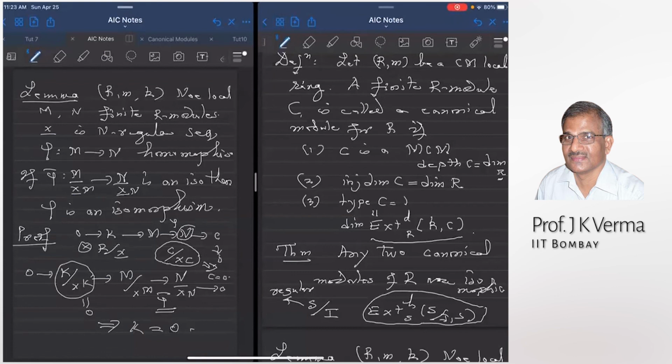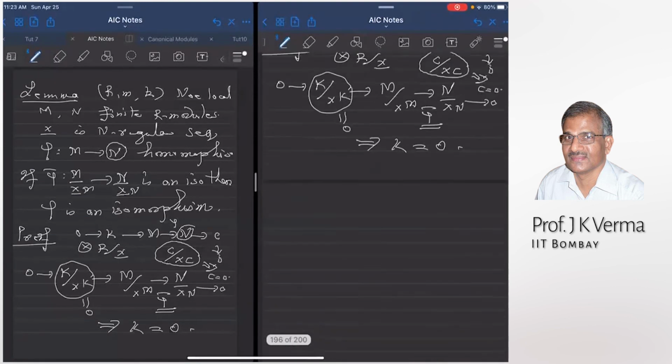So if I have a regular element on N, and after going mod a non-zero divisor on N I get an isomorphism, then the original map is also an isomorphism. We will use this repeatedly.